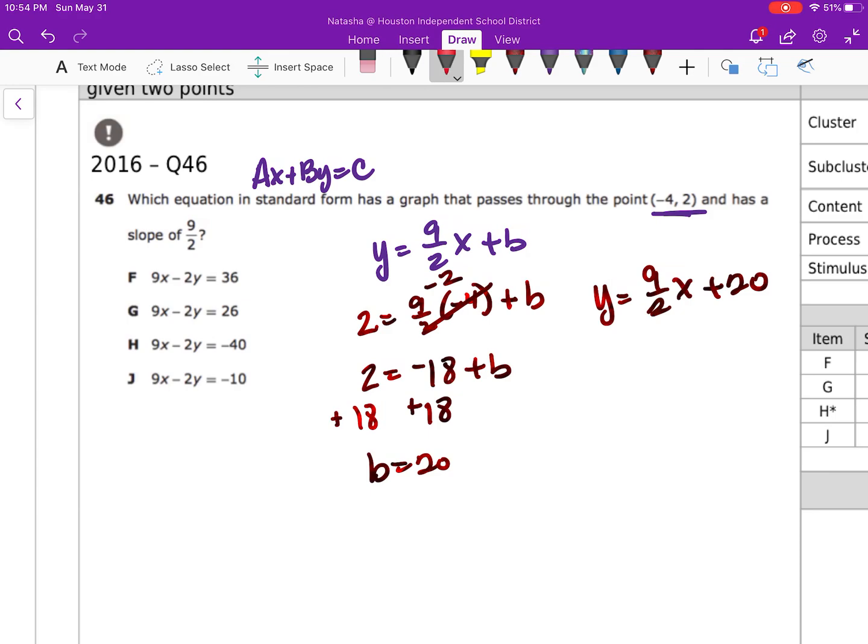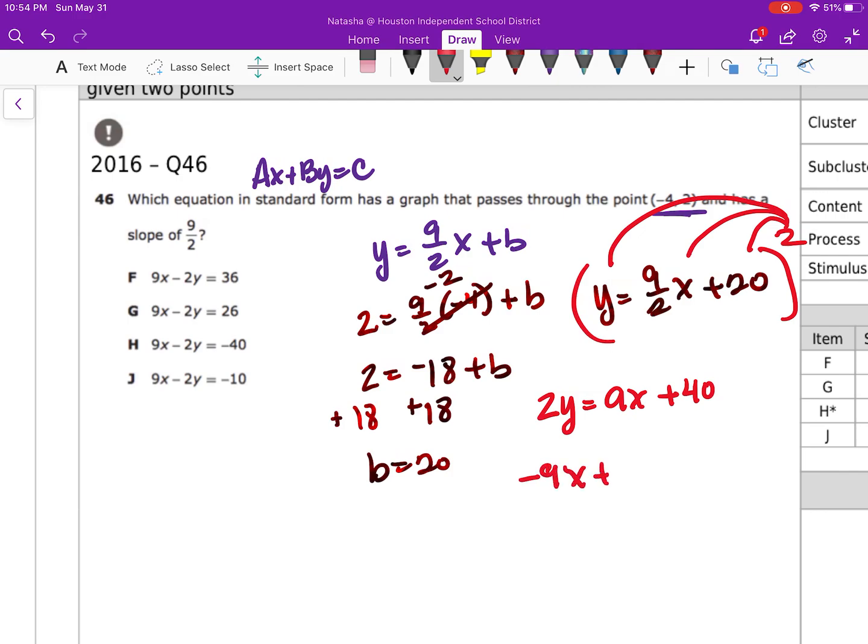Now I need to get rid of my fraction here, so I'm going to multiply everything by 2. Now remember, I have to distribute this to every term, so this is going to become 2y is equal to 9x plus 40. Move the 9x over, so this is negative 9x plus 2y is equal to 40. I need to switch all my signs. So this becomes positive 9x minus 2y is equal to negative 40. That gives me my answer choice H.